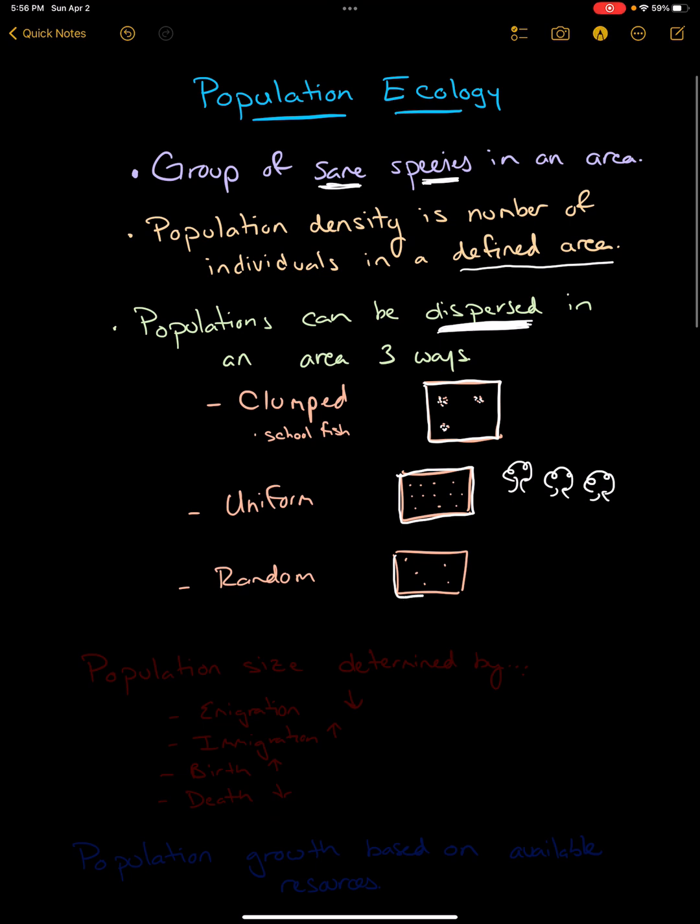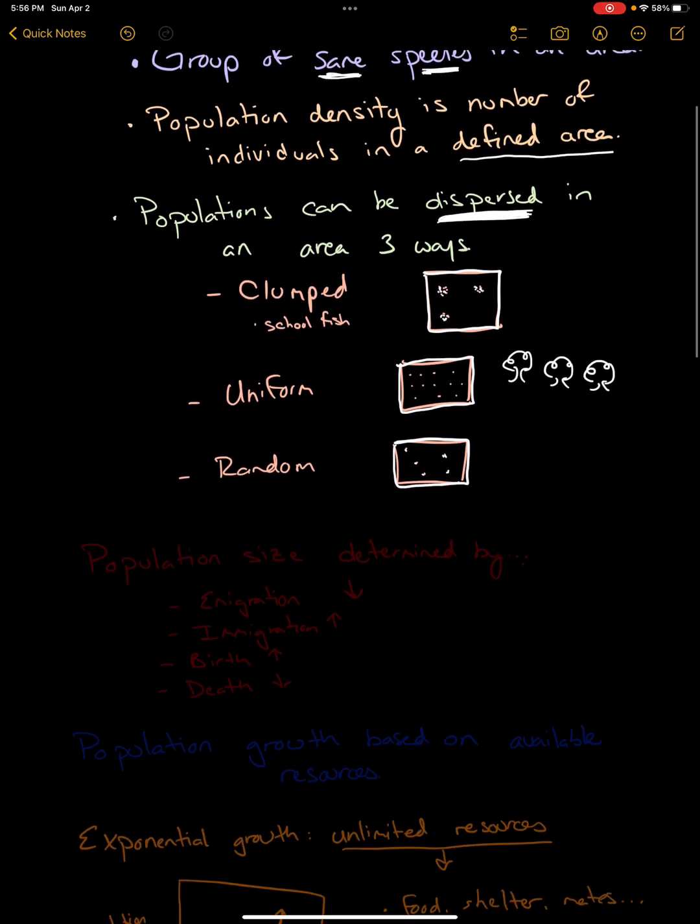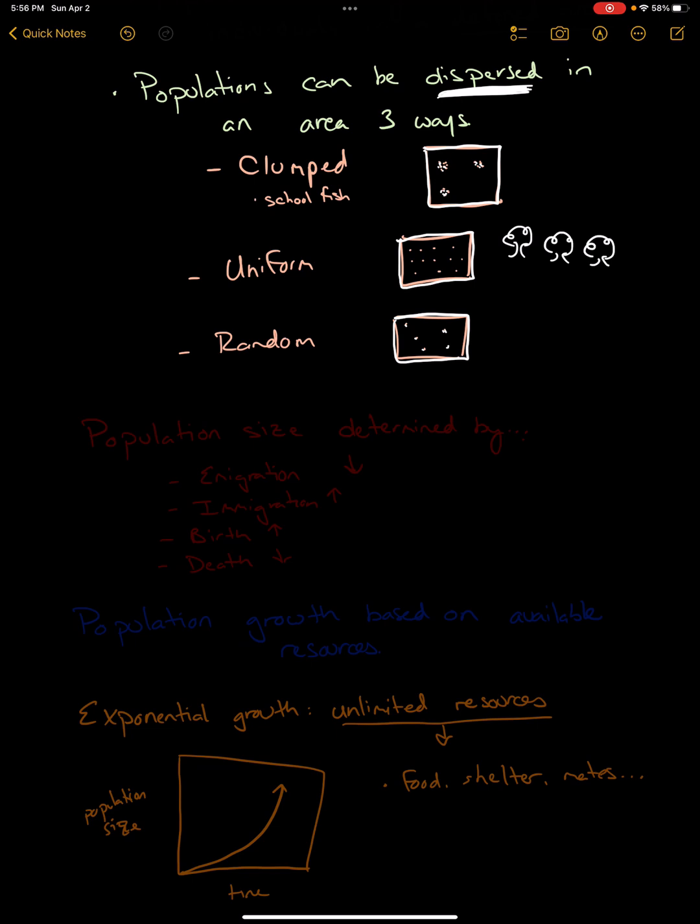And then random dispersion just means your organisms are randomly within your area. Like maybe say, like a tiger, right? Tigers don't really roam in packs. You just find them within their area. They're random.